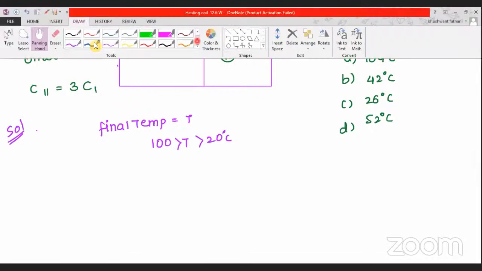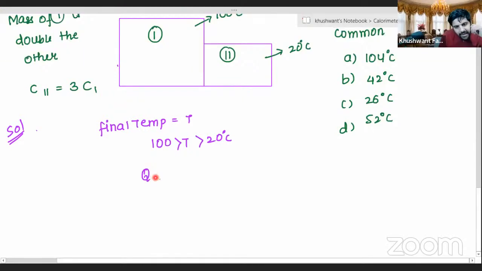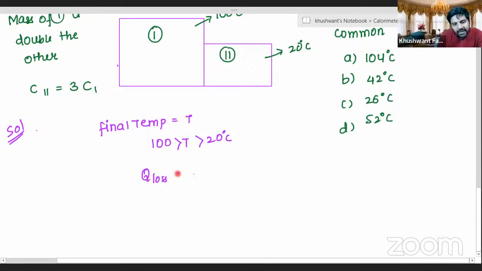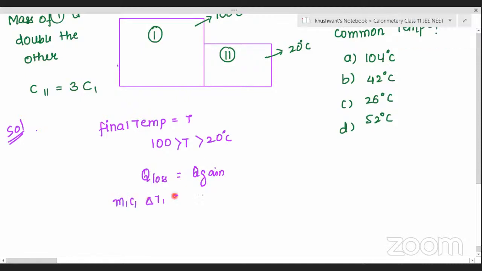Yes, it will. The heat lost by the first object will be heat gained by the second object. So heat gained and heat lost will be equal to each other. So let's write heat loss is equal to heat gain. Now, in order to write that expression, what will we write? M1 C1 delta T1 is equal to M2 C2 delta T2.